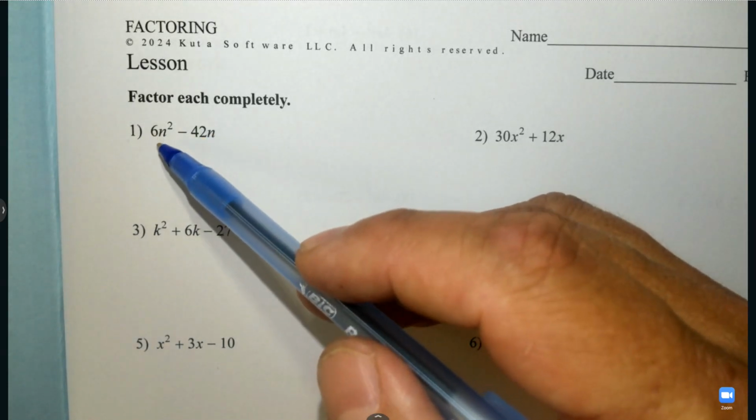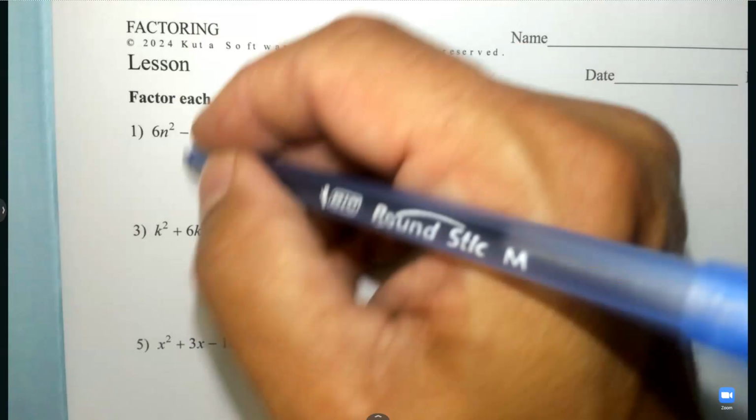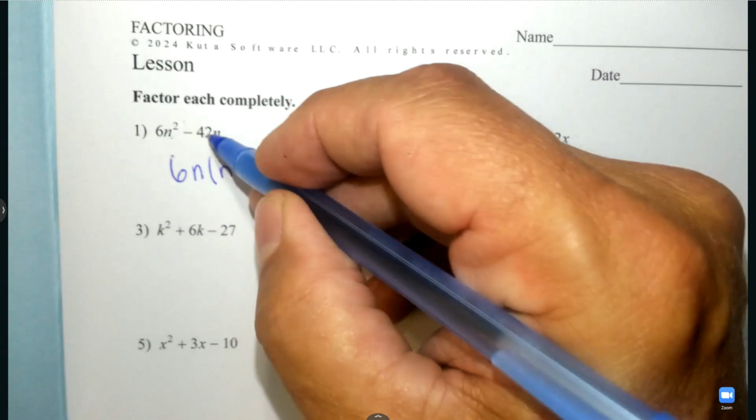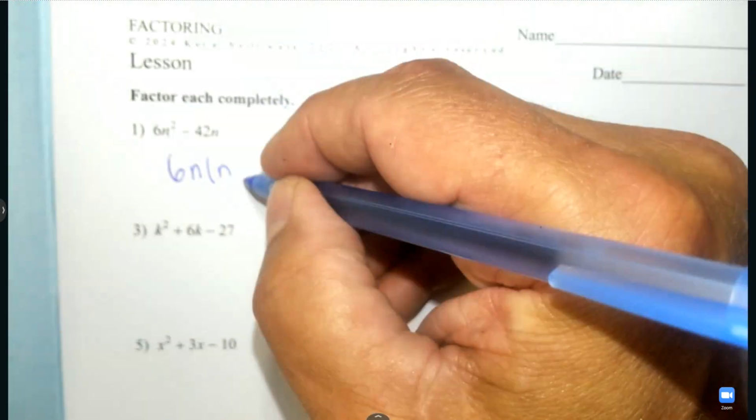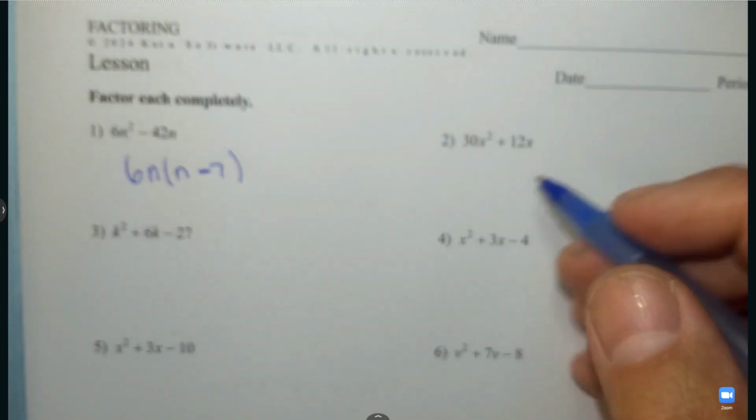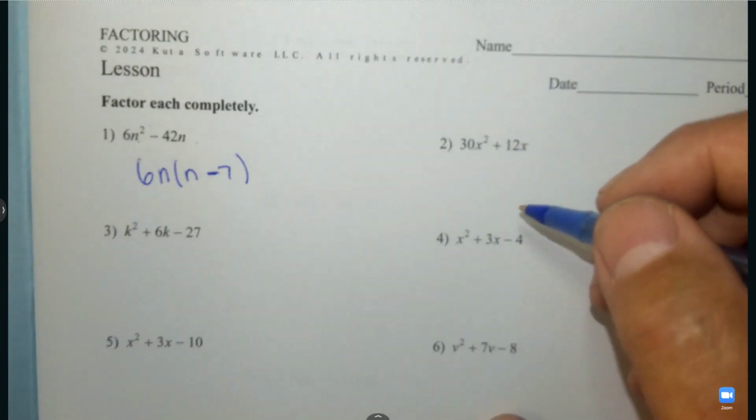What's the largest number that goes into 6 and 42, right? If I look at n squared and n, they both have one n in common, and then we divide. So when we divide, we have 1n, and then negative 42 divided by 6, we're left with minus 7. Let's look at number 2 again. We're going to divide to figure this out.